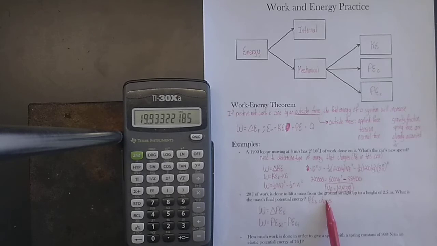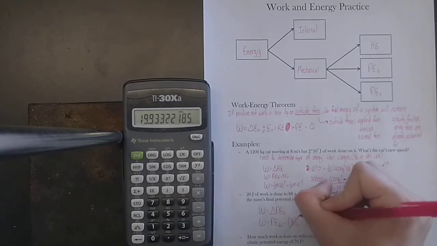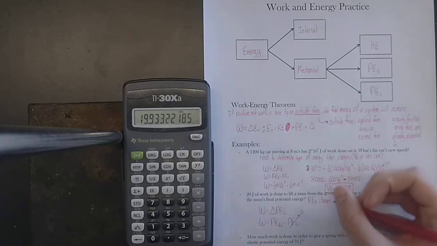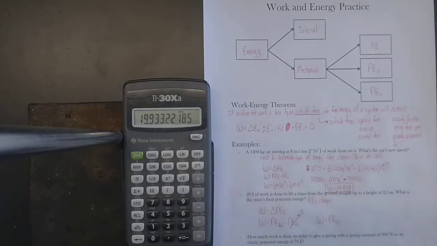The mass starts on the ground. Any object on the ground has no gravitational potential energy. So I'm just going to cross this off and write 0, and we're left with this. The work done is equal to the final gravitational potential energy. Well, we know the work done is 20 joules, and we're looking for the final gravitational potential energy. We're done with the problem. Sometimes it's really just as easy as that.